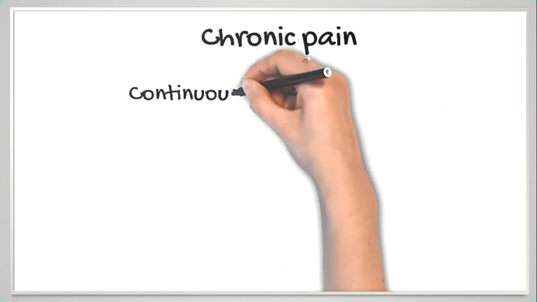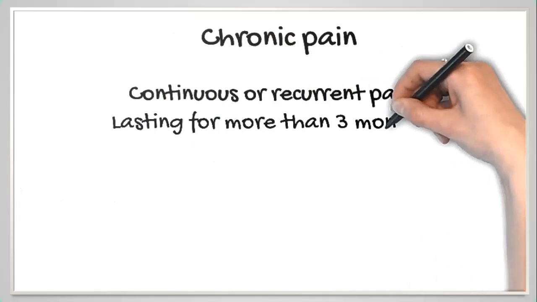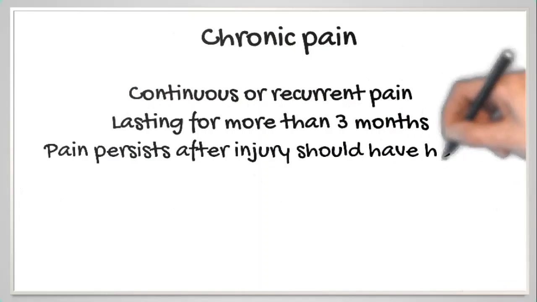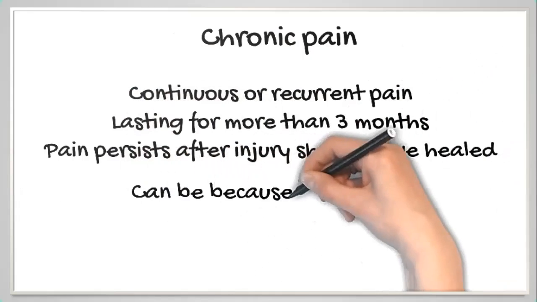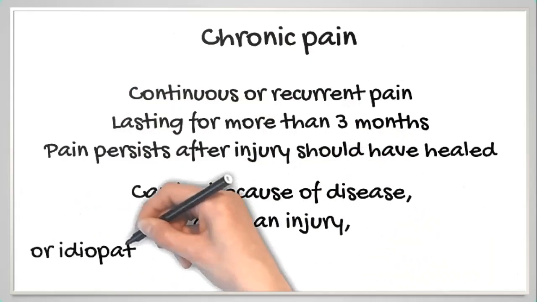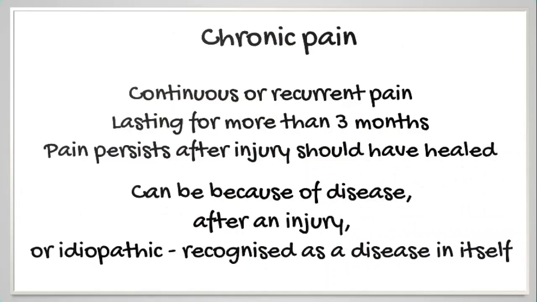Chronic pain can be defined as continuous or recurrent pain lasting for more than 3 months and pain that persists after an injury should have healed. It can be a result of painful disease, it can happen after an injury, or it can be what is called idiopathic, as it is recognized as a disease in itself and not a symptom of another disorder.